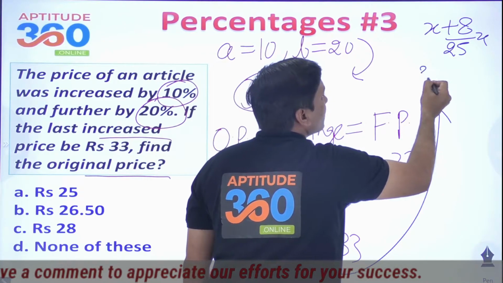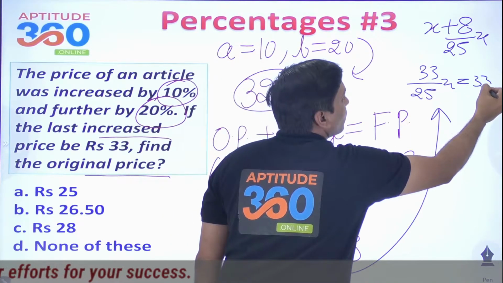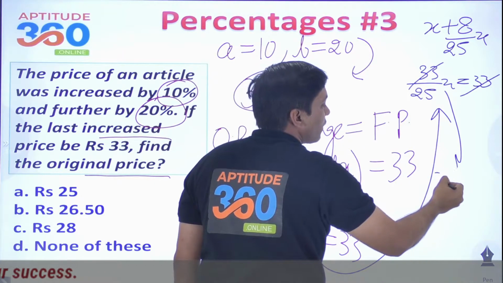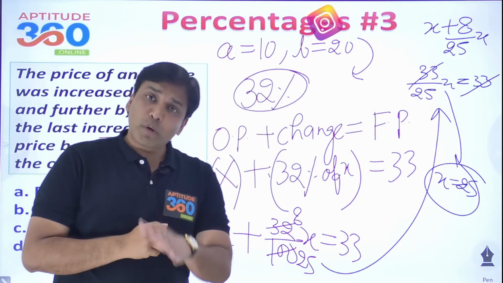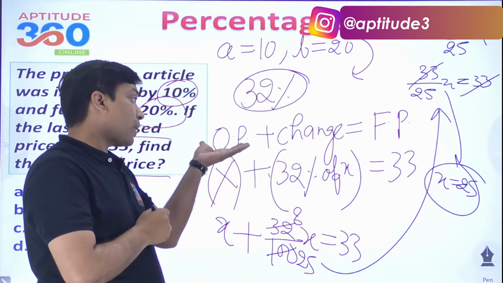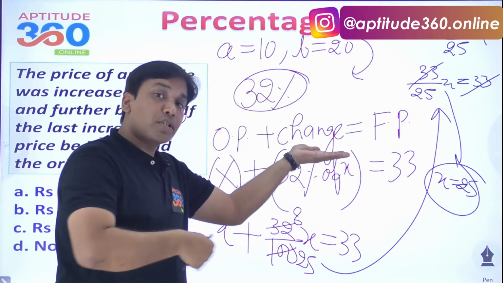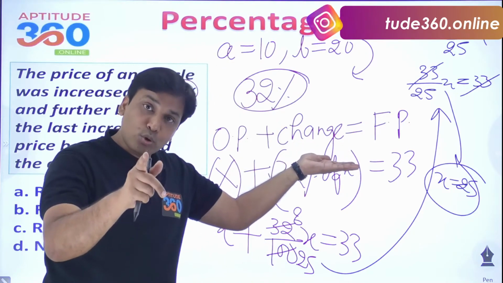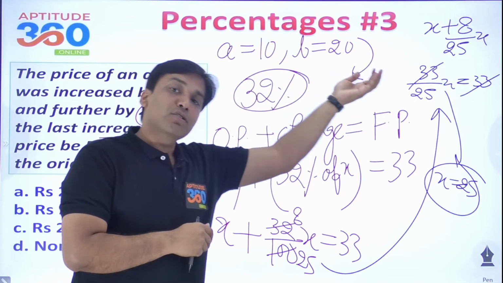If you simplify, 33 upon 25 x is equal to 33. 33 is gone. What is the value of x? The value of x is coming out as 25. So that's the original price plus change. If it is increasing by 10% and further by 20%, what is going to be the net change? Through the AB formula, 32% comes out.